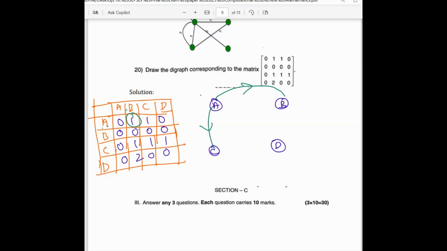Then we'll go to the next line. B has no connection. Then C to B we have 1, C to B we have 1 connection. Then C to C we have 1, that is C to C we have 1 connection. Then C to D we have 1 connection. Then go for the next one. We have D to A 0, D to B is 2, D to B we have 2 connections. So this is your directed graph for the given matrix.